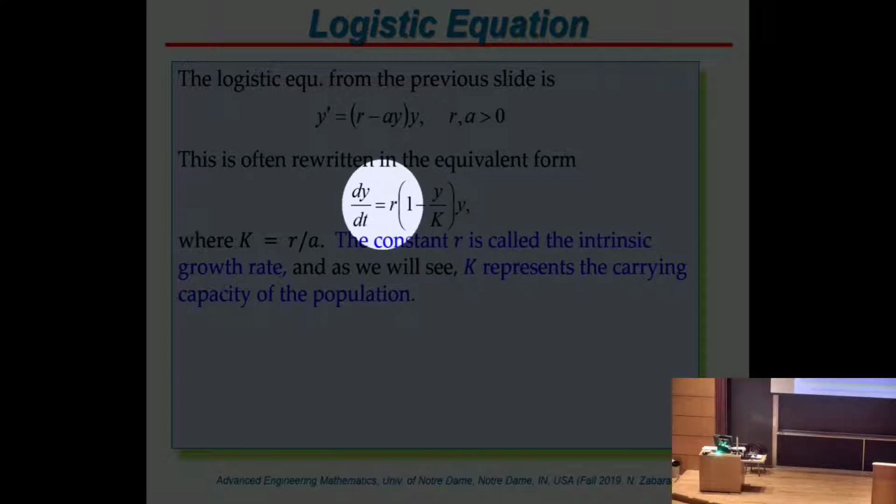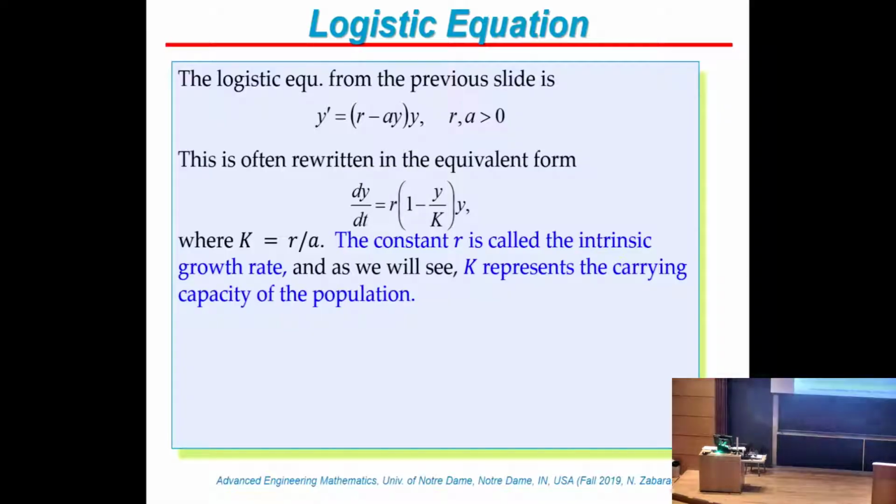And it's easier to remember this equation like that, okay? It's my constant growth rate, if you like, times 1 minus y over k.